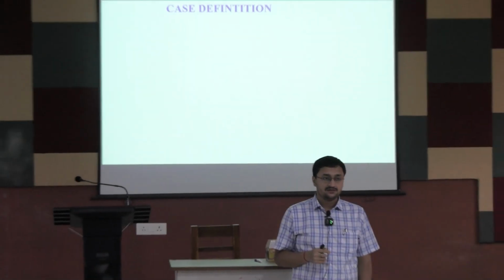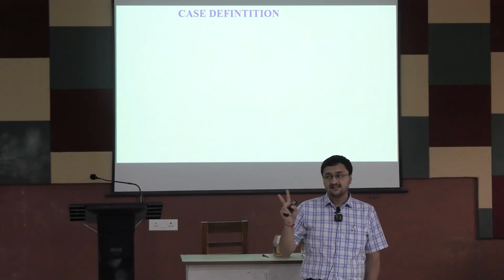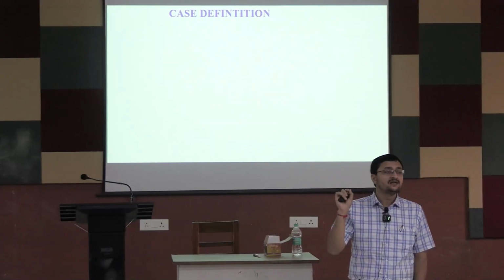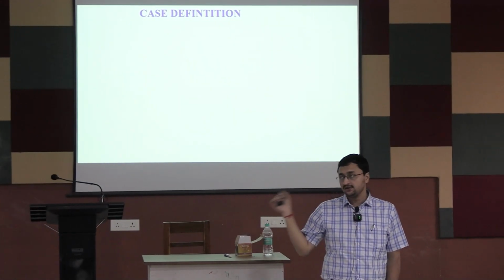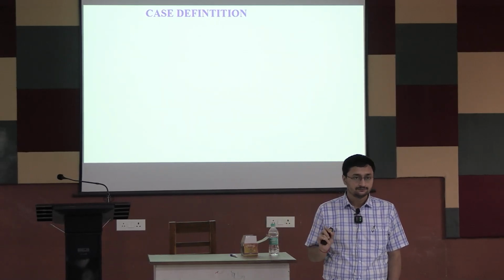The case definition as per WHO protocol. So as per the WHO protocol, there are two types of dengue. One is probable dengue and another one is confirmed dengue case. So what is a probable dengue?